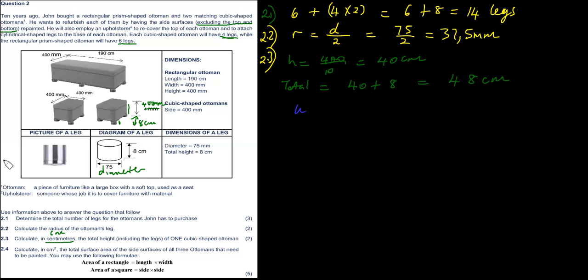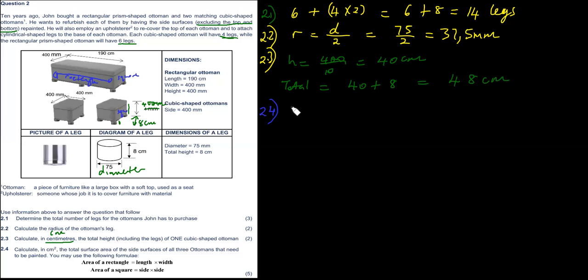So let's look at 2.4. Now, calculate in centimeters squared the surface area of the side surface of all 3 ottomans that need to be painted. You may use the formula area of a rectangle, which means this one here is a rectangle, and area of a square, this side here is a square, and here is also a square. The first thing that we need to do is to classify them.